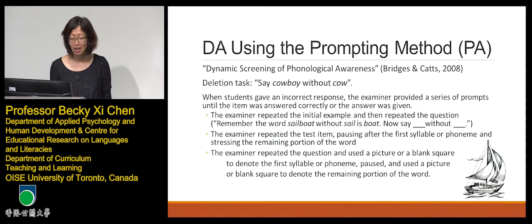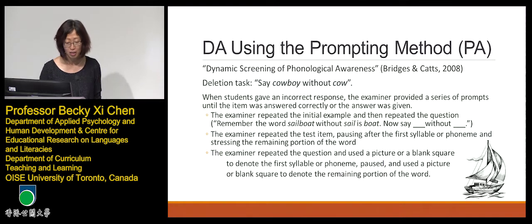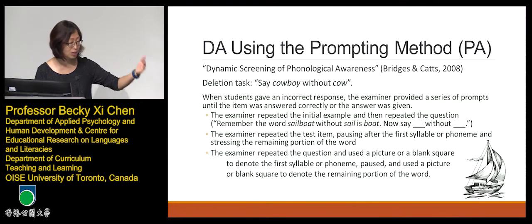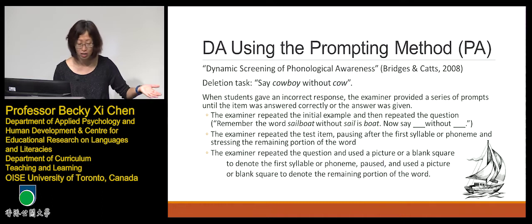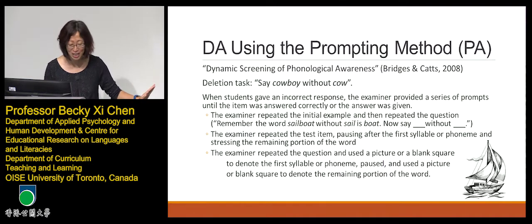You basically say cowboy without cow, and then you record their answer, and that's it. But in a dynamic measure, you actually give them prompts. So if a student gives a correct answer to the question, that's it. You don't have to do anything else because they got it already.